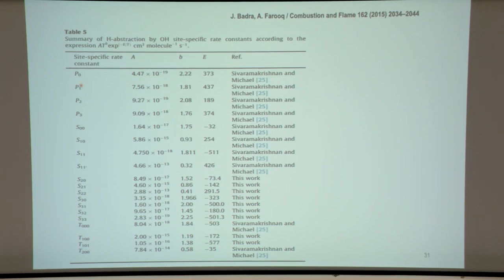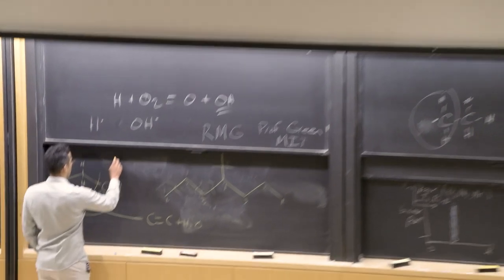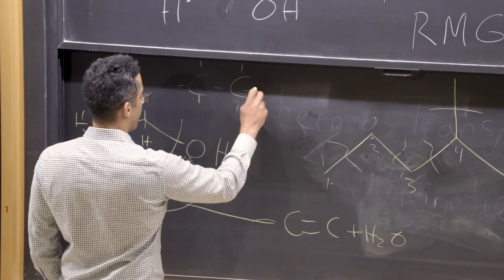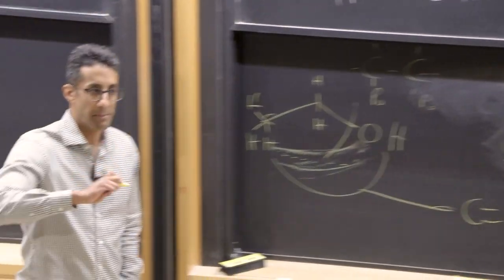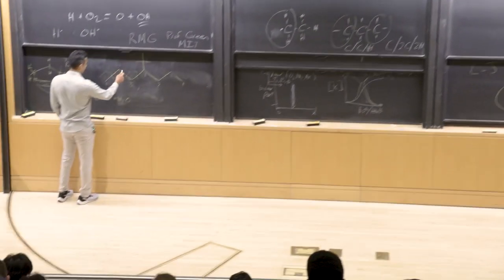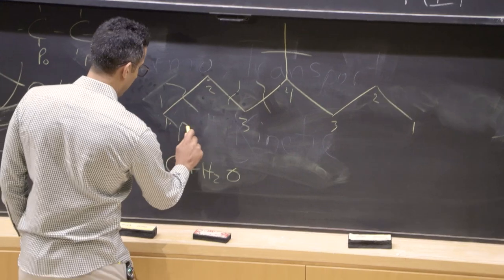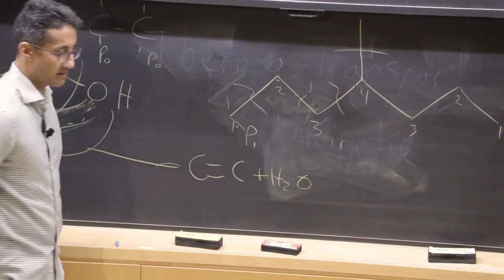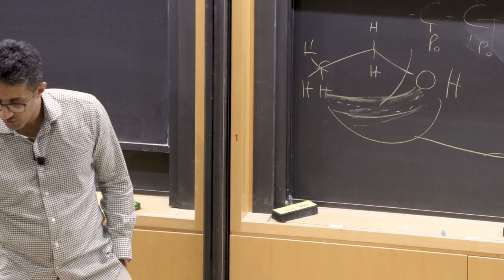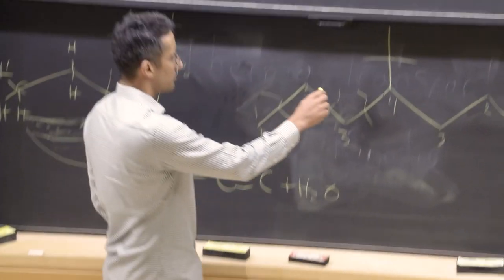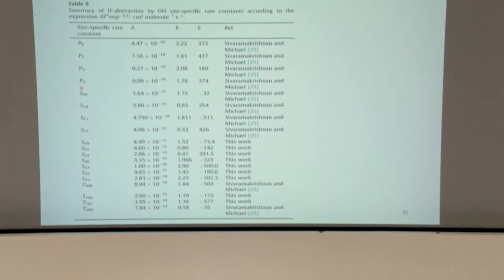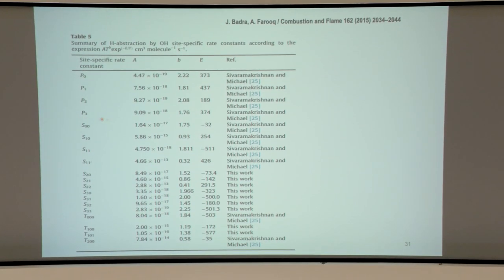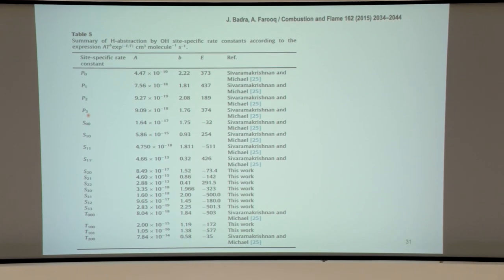Actually, P0 is a primary bonded to another primary. So in the molecule of ethane, this is P0, okay? A primary bonded to another primary is given the notation P0. A primary bonded to a secondary is P1. So this is P1, because it's a primary bonded to a secondary. And then a primary bonded to a tertiary is P2. So this is P2. This carbon here is a P2, because it's a primary bonded to a tertiary. And then a primary bonded to a quaternary is P3. We don't have that here in this molecule.